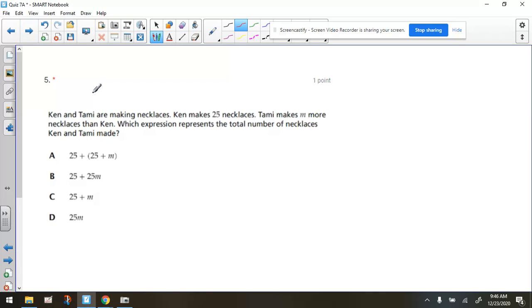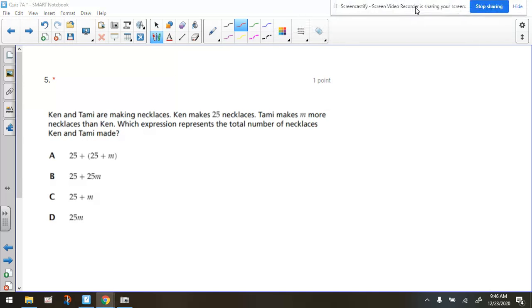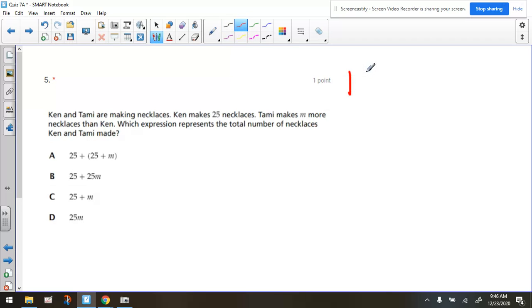Question number 5 says Ken and Tammy are making necklaces. Ken makes 25 necklaces. So let's write down who we're talking about here. We're talking about Ken. Let's use a K for Ken, and we'll use a T for Tammy. All right, so they tell us that he made 25 necklaces. Let's put that number here. And they're telling us that Tammy makes M more necklaces than Ken.